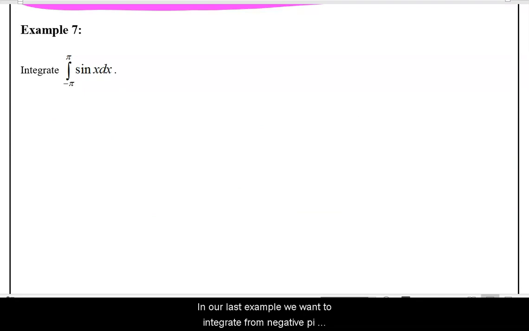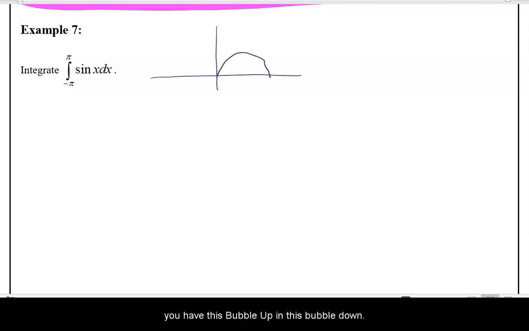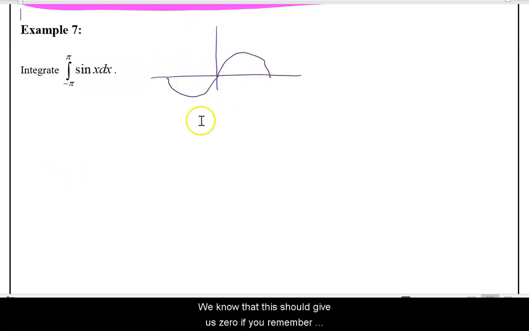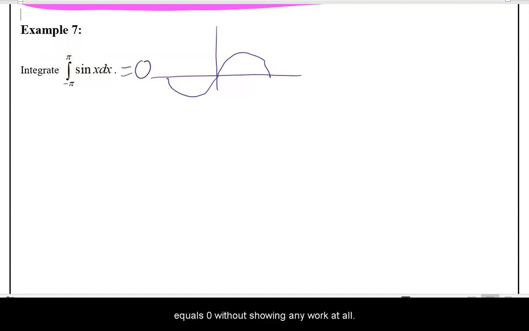In our last example, we want to integrate from negative pi to pi of the function sine of x with respect to x. Remember what sine looks like. Sine is an odd function. You have this bubble up and this bubble down. We know that this should give us 0. If you remember that sine is odd and you notice that this is a symmetric across the origin interval, then you can go ahead and write equals 0 without showing any work at all. If you forget, however, you can go ahead and integrate and should get the correct answer.